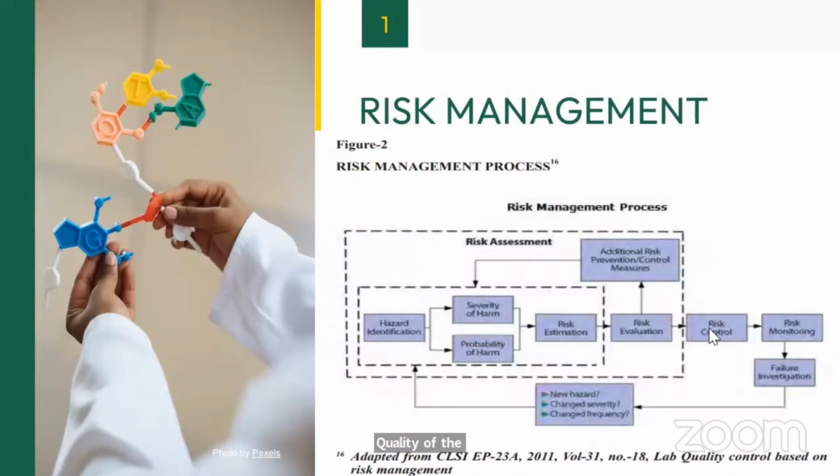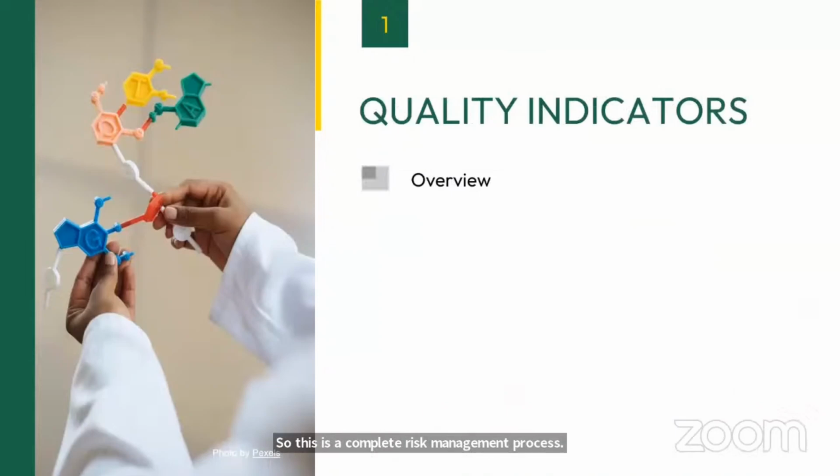evaluation of the risk, control measures, monitoring of control measures, continuous monitoring and investigations of new hazards or investigations of the process right from the beginning or as a part of routine monitoring processes. So this is a complete risk management process which can be implemented in your laboratory.